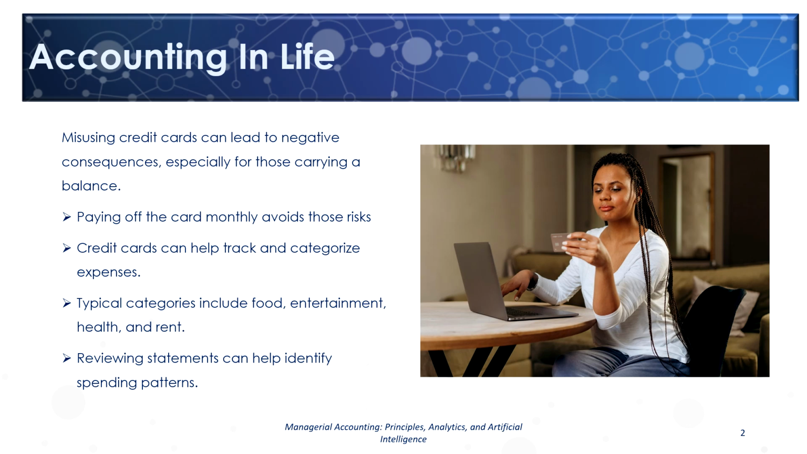ABC works in a very similar way. Instead of grouping all overhead into one big pool, ABC breaks overhead into activity categories so managers can better understand where costs are coming from and how to control them.